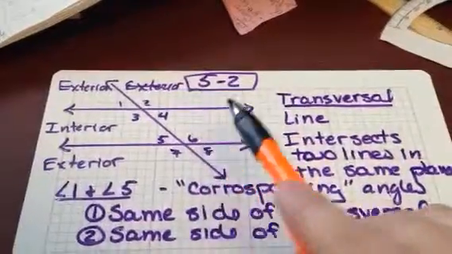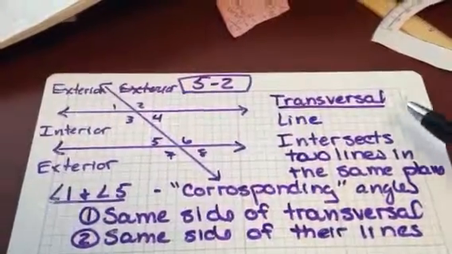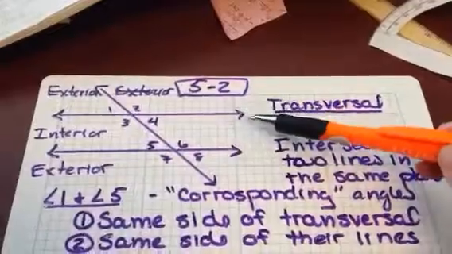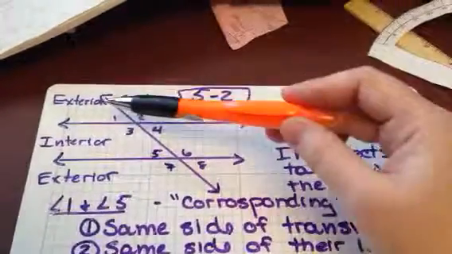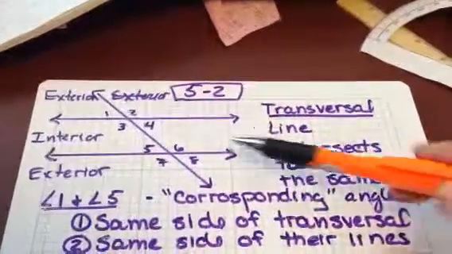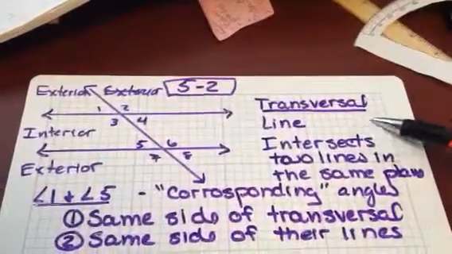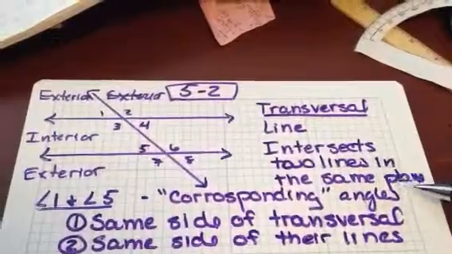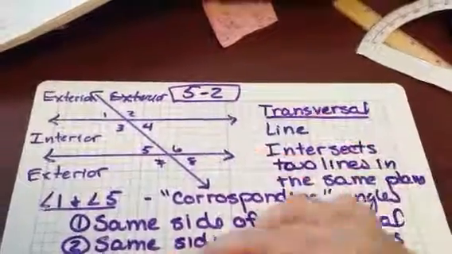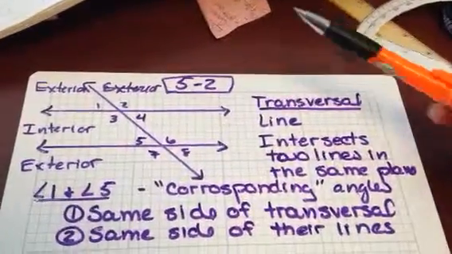Okay, so 5-2. Most of this is also going to be review for us. We've talked about these parallel lines and what that means. And if we have a transversal line, that means it intersects both of those lines. The transversal line intersects two lines in the same plane. All right, so this flat surface is our plane.